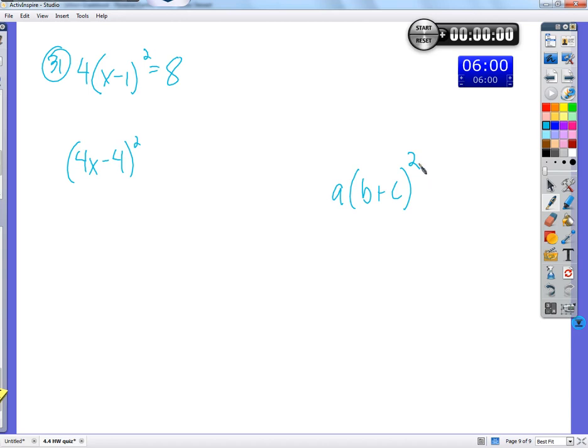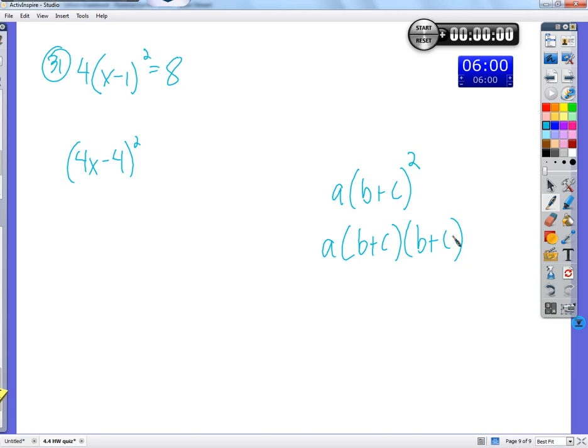Now it is this whole parentheses. So what the square means is b plus c times b plus c. If we were to distribute this a right now into this parentheses and then square it, we would get ab plus ac times ab plus ac.